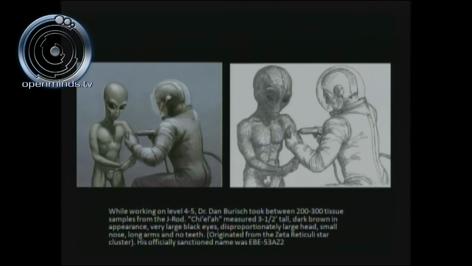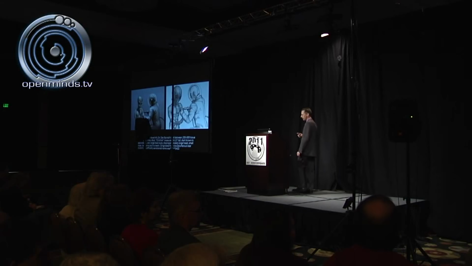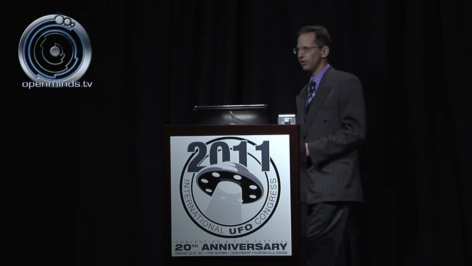Interesting to note that the designation for this particular J-Rod was EBE-53AZ2. That stands for Extraterrestrial Biological Entity, 1953 UFO Crash Retrieval, Kingman, Arizona, number 2. Because remember, the first one died on impact, the other one went to a Y-11 facility at Los Alamos.